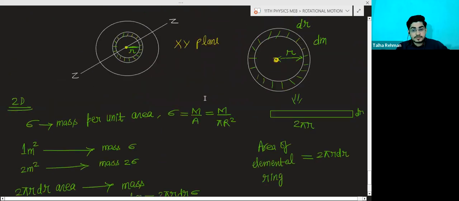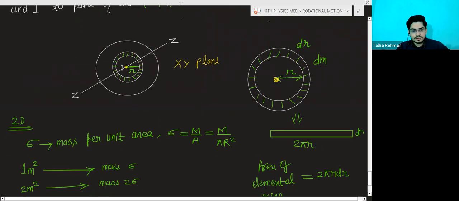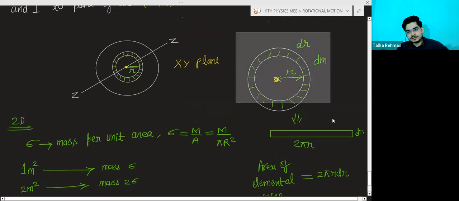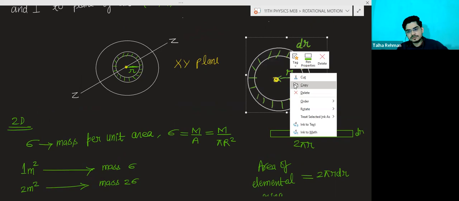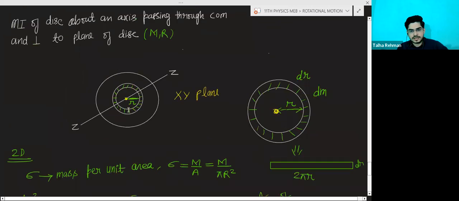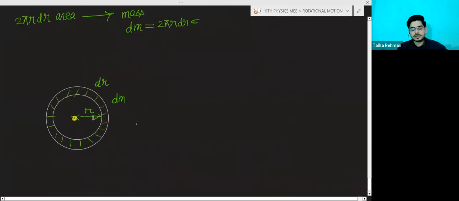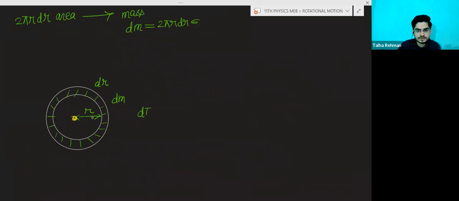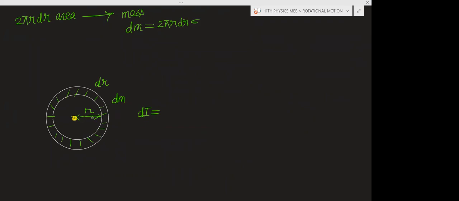And one more thing, about the axis which is perpendicular to the plane of this: what will be the moment of inertia of this ring that I have just drawn here? dI will be the small moment of inertia. This is a ring now, so we know that the moment of inertia of the ring is ml square by 12.